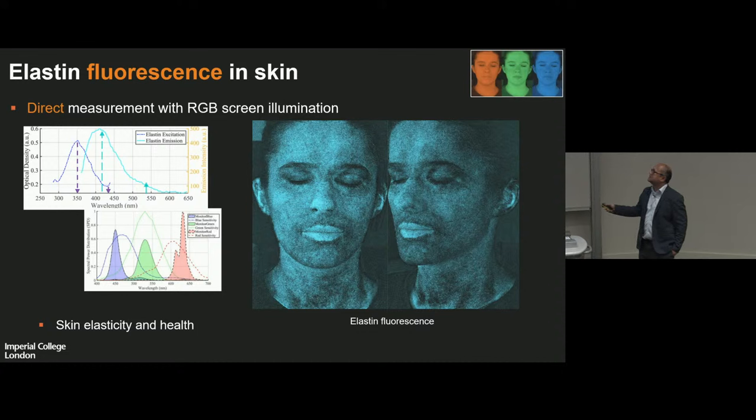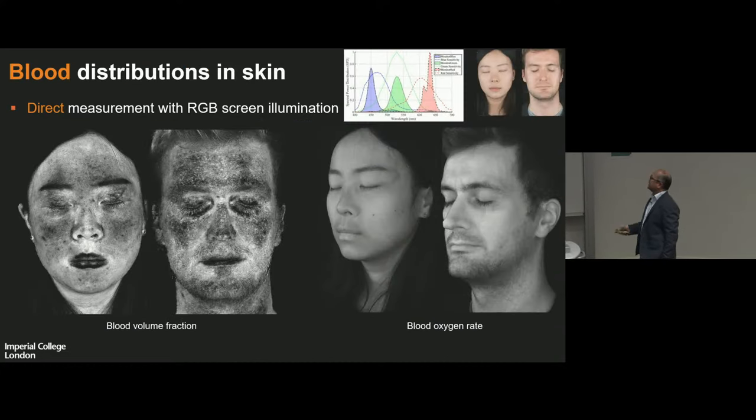and then measuring in the green channel of the camera the tails of the elastin re-emission. We're getting a noisy signal because the measurement is not that strong, but still we are getting strong signals of elastin being in high concentration in the lips, nose, and the ears, which are the more elastic parts of the face. So this obviously has applications in diagnostics of skin elasticity and health. And strong measurements of blood distributions.